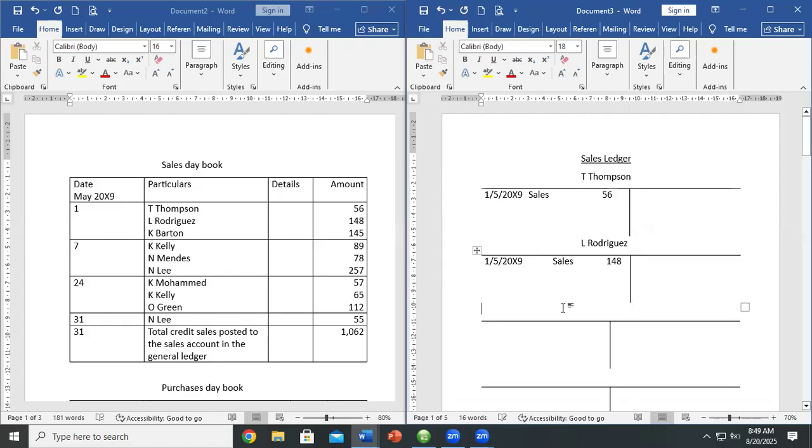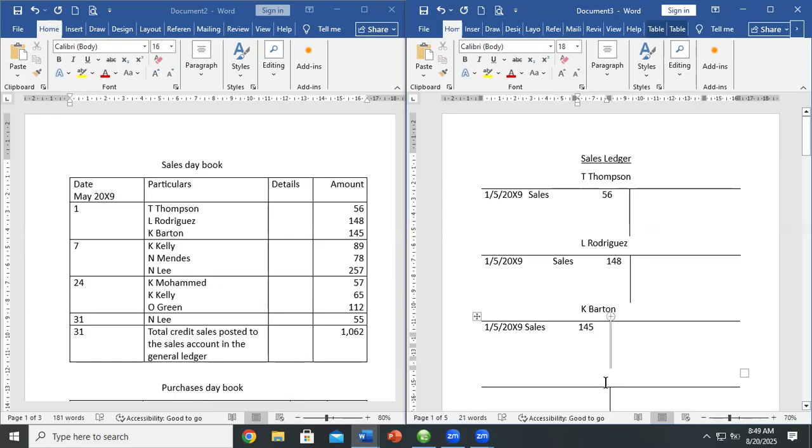So the next person will be K. Barton. So for K. Barton, same 1st May 20x9, sales. We put the amount in, 145, like that. Then we go to the next, which is on the 7th, K. Kelly.